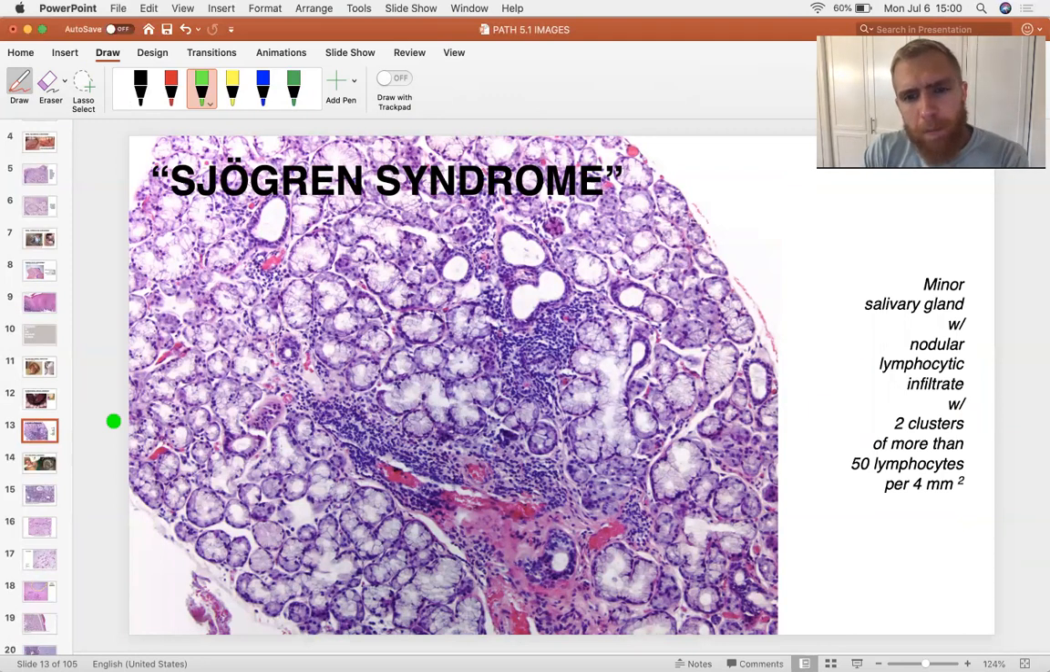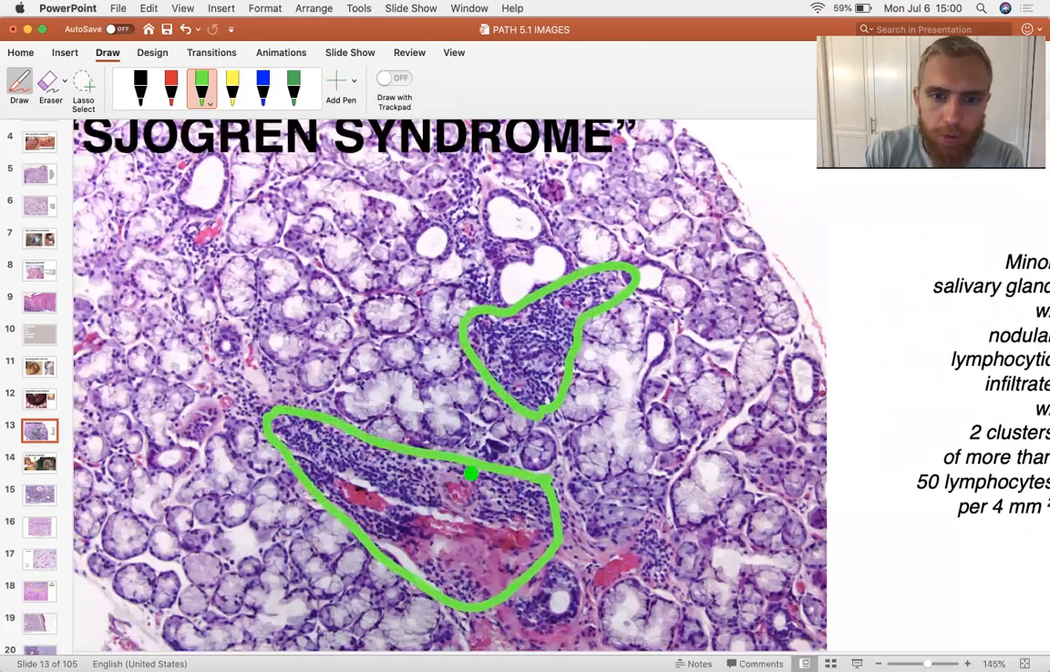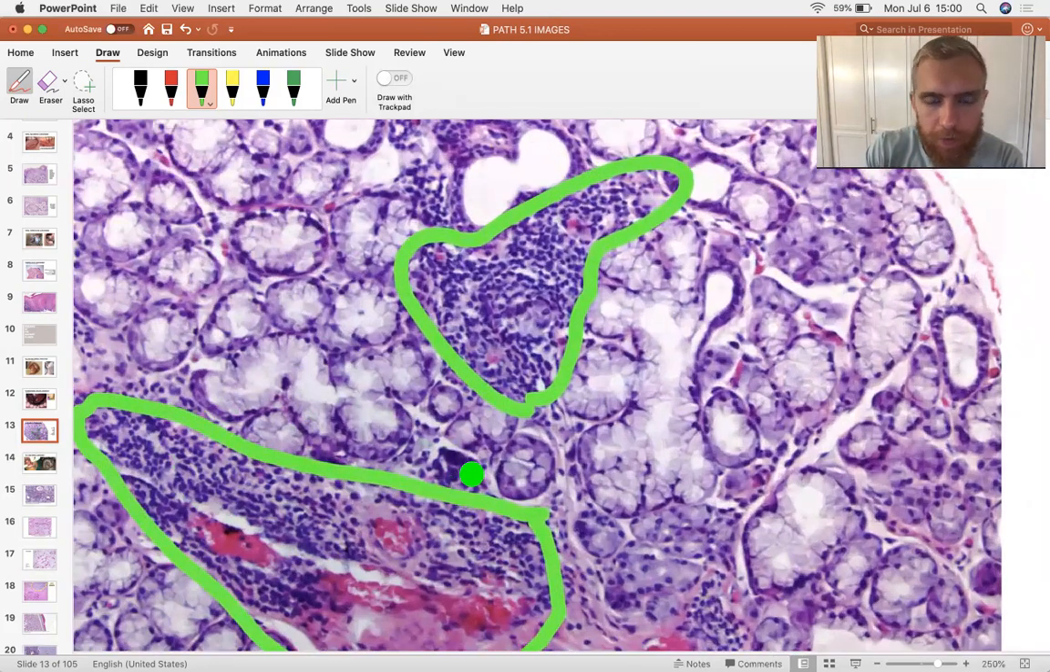Right here, we're looking at a minor salivary gland with a nodular lymphocytic infiltrate. And specifically, you got a big lymphocytic region right here. There's like nothing but lymphocytes inside that area I just circled. And then you've also got a whole lot of lymphocytes down here as well. And you got a couple of capillaries down in the middle, and that's how the lymphocytes get into the tissues. They extravasate through those capillaries. So we're seeing 2 big clusters of lymphocytes here.